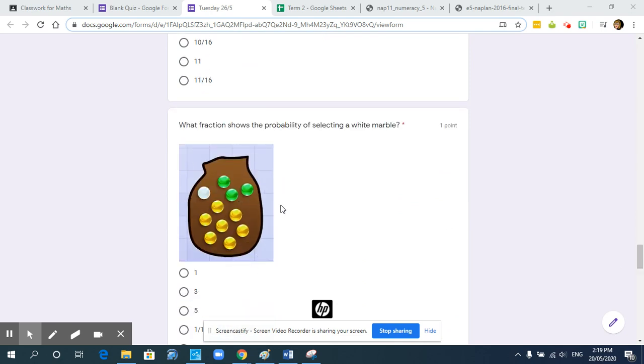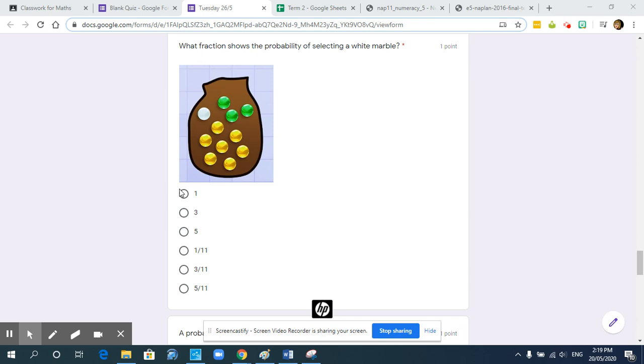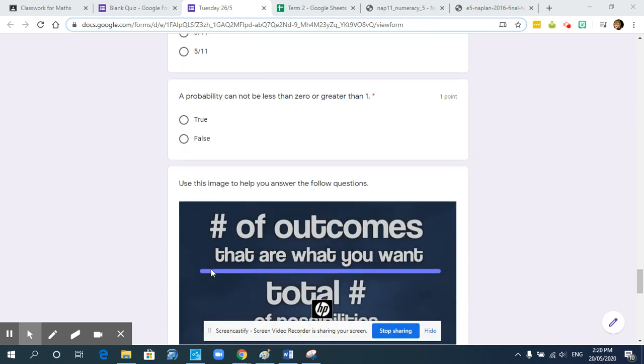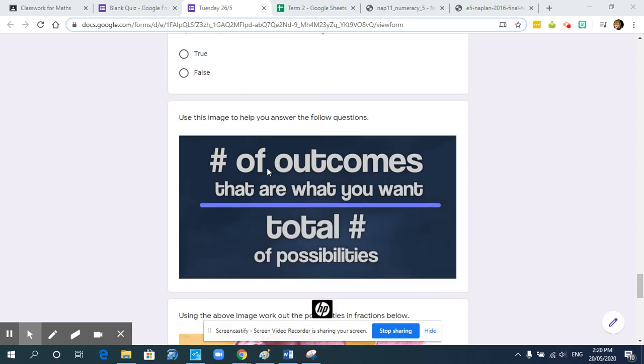There was a bag of marbles on the video, and it looked like this. What fraction shows the probability of selecting a white marble? So which one of these fractions is true? Is it 1, 3, 5, 1/11th, 3/11ths, or 5/11ths? A probability cannot be less than 0 or greater than 1. If you listen to the video, you'll know whether that's true or false.